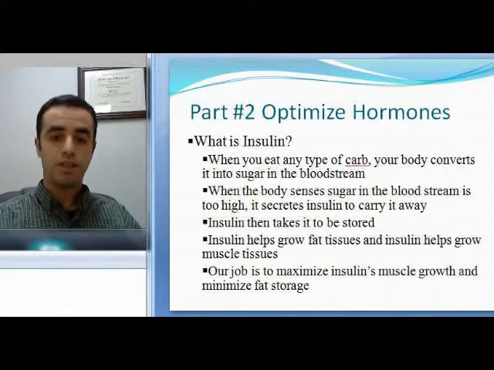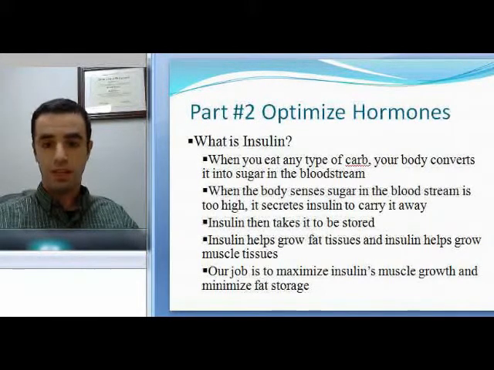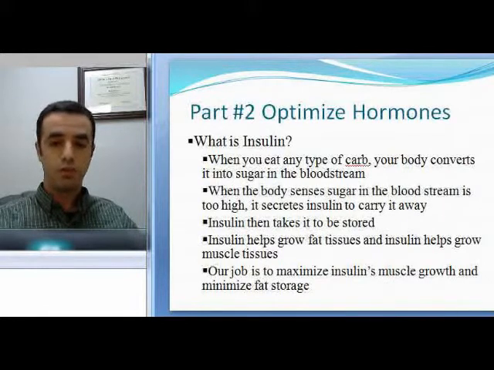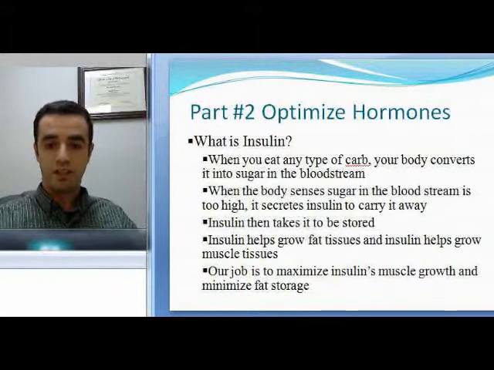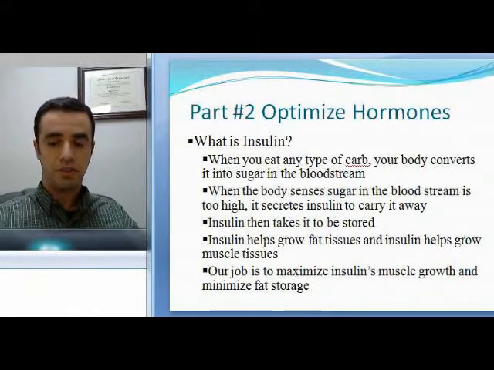Whenever you eat carbs, your body converts it into sugar in the bloodstream eventually. And when the body senses that the sugar in the bloodstream is too high, which is any time you eat carbs at all, it will secrete insulin. And the insulin's job is to latch onto that sugar that's in the bloodstream and carry it away. And carry it to, remember how we were saying, it could be right into the cells for immediate energy, or it could be right into your glycogen stores, the short-term energy stores, or it could be into the long-term adipose tissue, so the long-term fat storage.